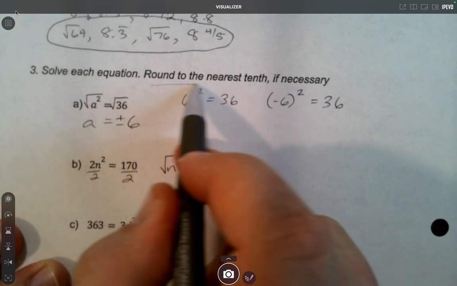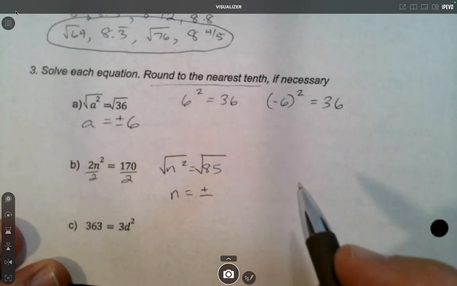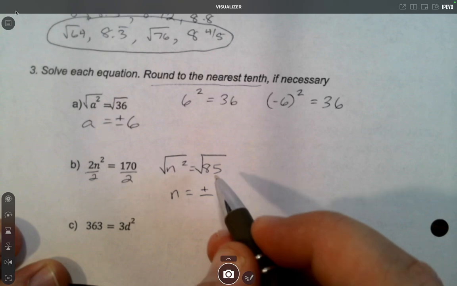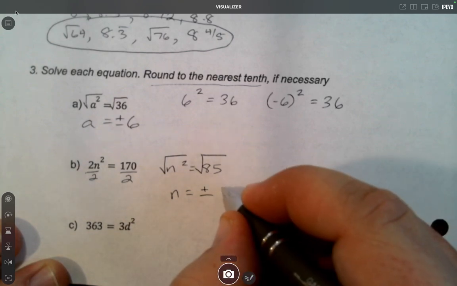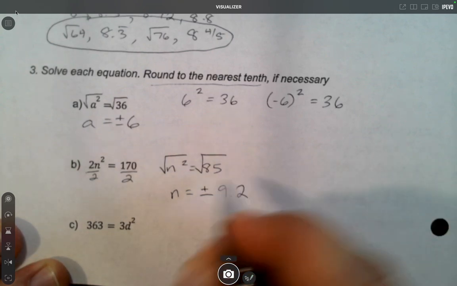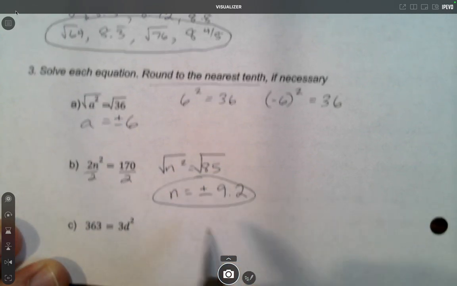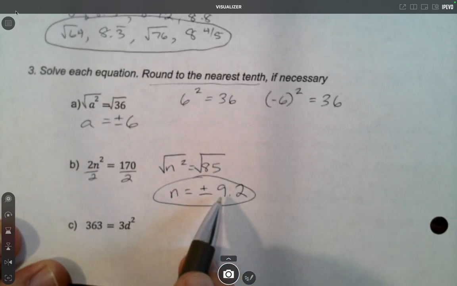And notice it says round to the nearest tenth, so we don't have to try to simplify or anything like that. We can just type square root of 85 in the calculator, and rounding to the nearest tenth, you'll get 9.2. So the answer is plus or minus 9.2.